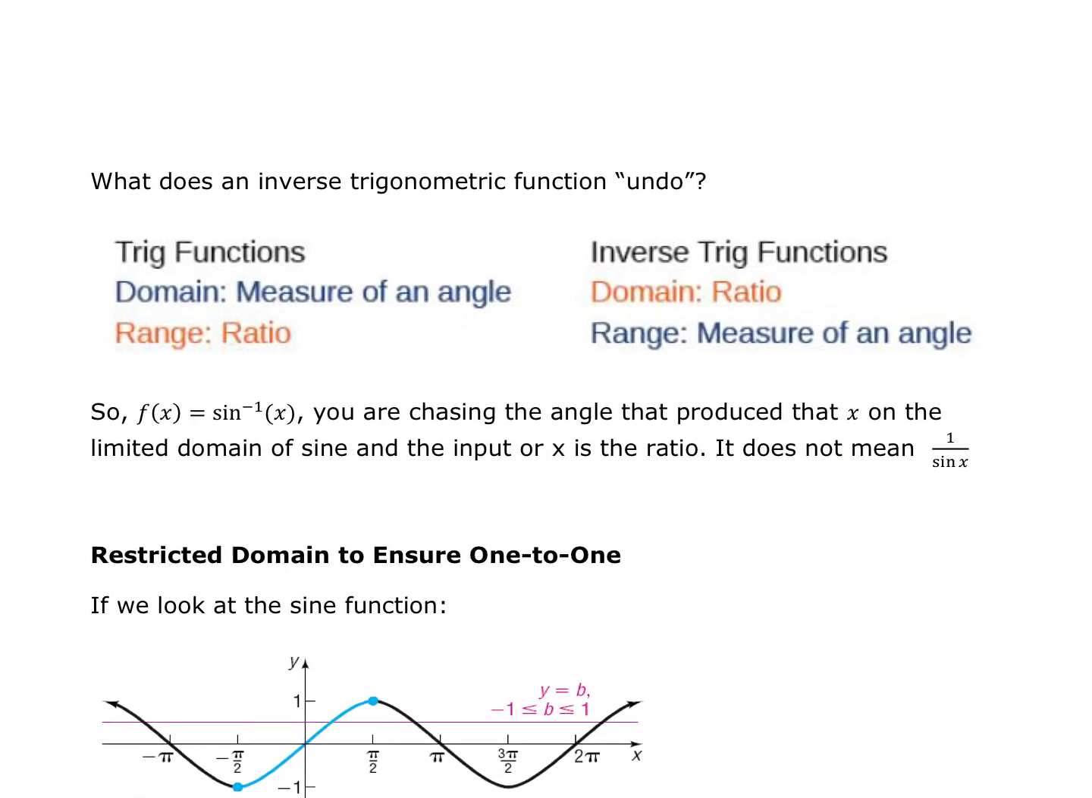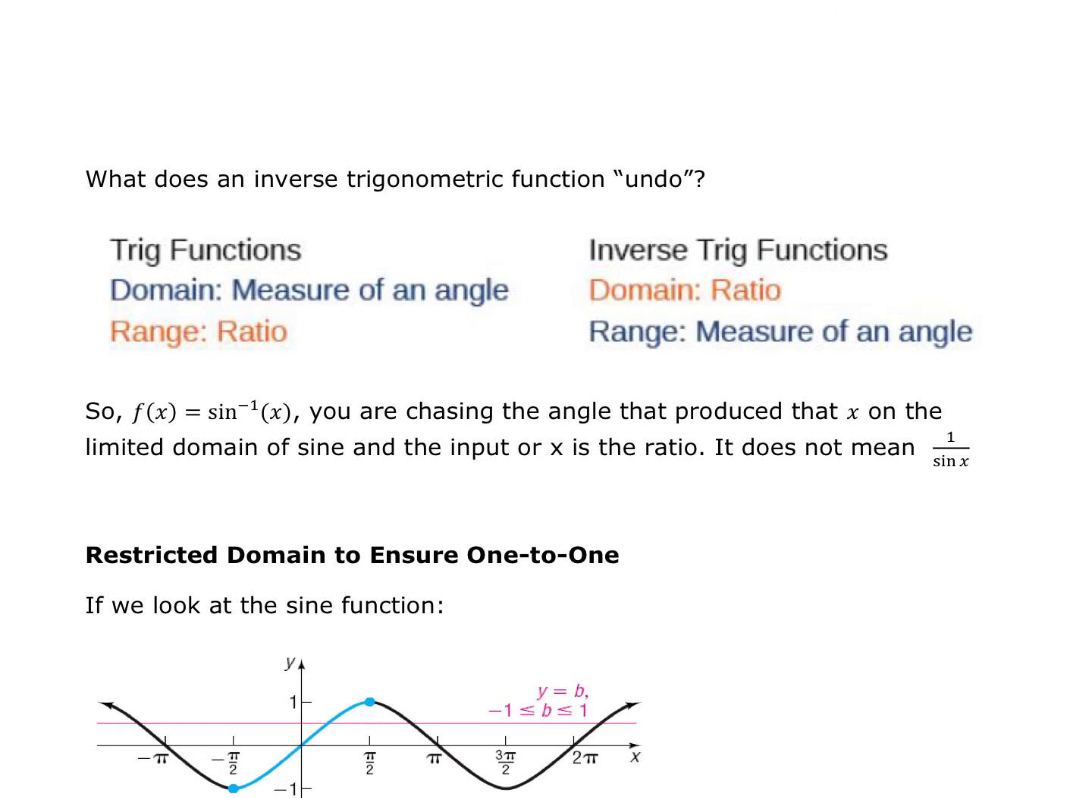So what does it do for trig functions? What does it mean for a trig function to have an inverse? It basically says we are undoing. What are we undoing? Well, if you put an angle into the trig function, the ratio pops out. For the inverse, you put in the ratio, and the angle pops out that's associated to that ratio, provided, of course, we're using the correct domain. So we're always chasing the angle that produced that output. The input is always the ratio. It does not mean 1 over the function.